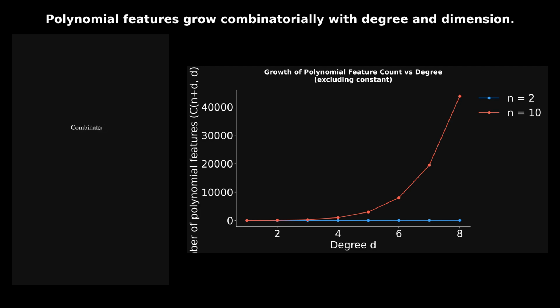But there is a cost. If you add all polynomial terms up to degree d in n dimensions, the number of features explodes. Even in 2 dimensions, degree 1 gives 2 features, degree 2 gives 5, degree 3 gives 9, and it keeps growing. In higher dimensions, it gets out of hand quickly. We want bendy shapes, but we do not want an uncontrollable number of knobs.